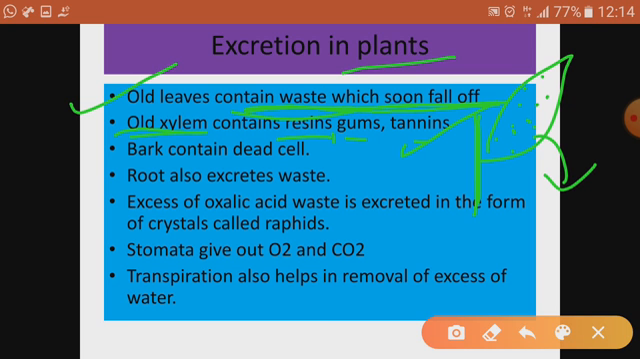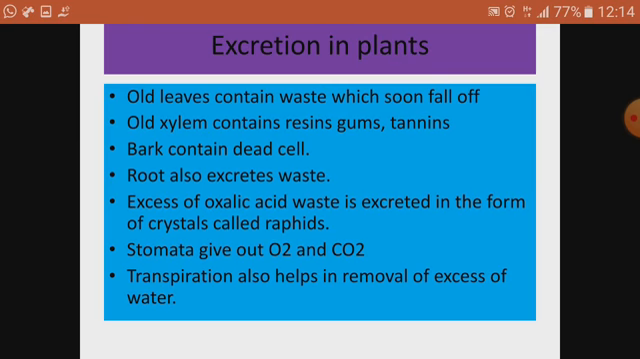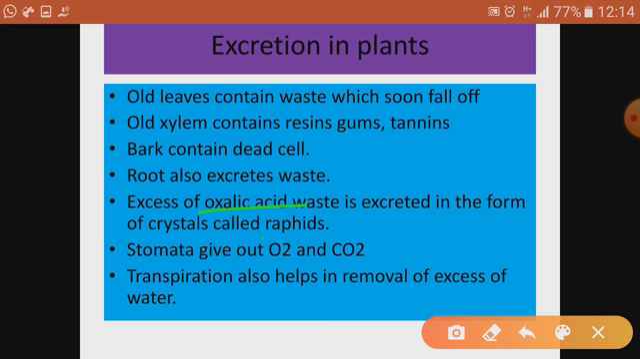And then excess of oxalic acid. Oxalic acid is a waste in the plant, and it can be removed in the form of crystals called raphides. Then gaseous waste, carbon dioxide, oxygen. The stomata help in the exchange of gases. So the gaseous exchange happens through the stomata. Then transpiration, removal of the excess of water from the plant, that is through transpiration. So these are the different means and ways in the plant to get rid of the waste.